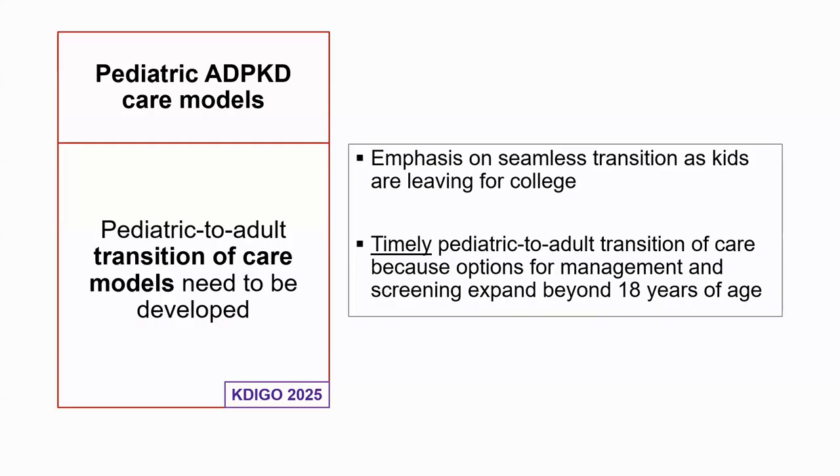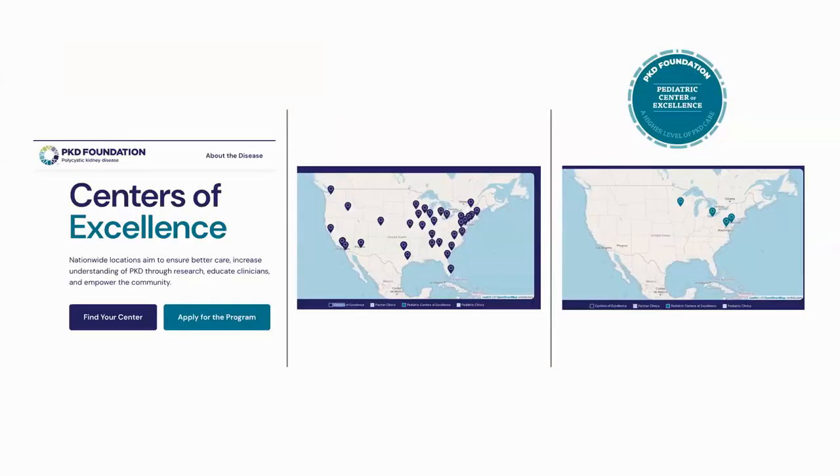The pediatric to adult transition of care needs to be more timely in ADPKD than in some other chronic kidney conditions, because your management and screening options expand beyond 18 years of age. So it needs to be a very timely conversation to have. And I think what's been really nice is having these centers of excellence. We have not only the pediatric centers, but obviously these adult centers of excellence and partner clinics. And so I think the transition of care is much more streamlined since we have these centers and more information on what to do.